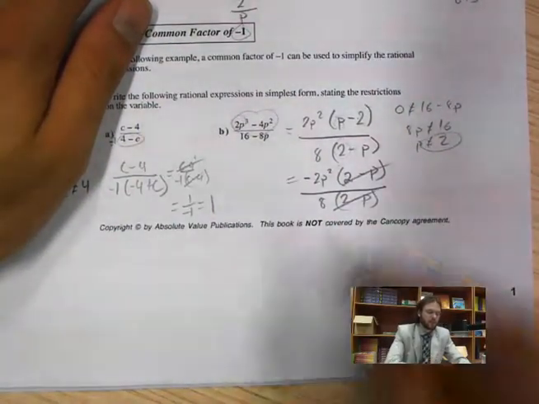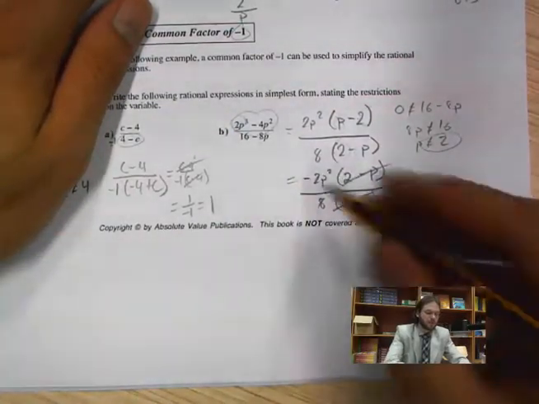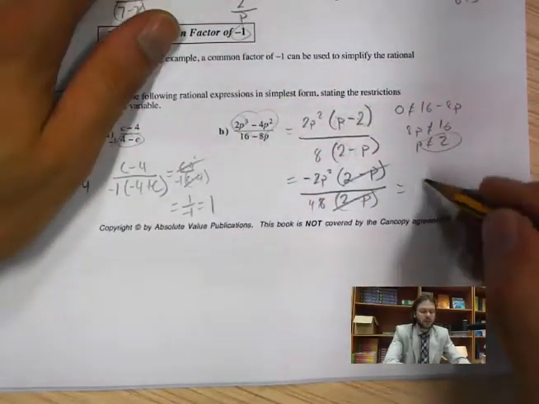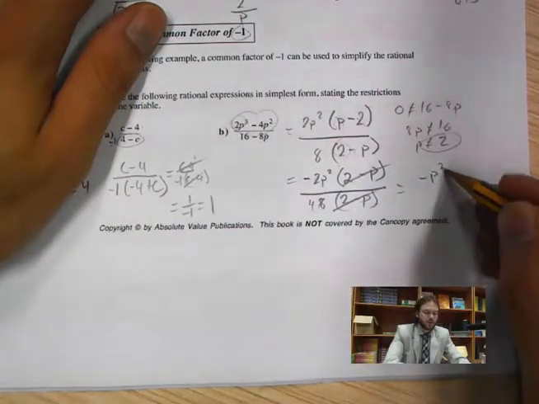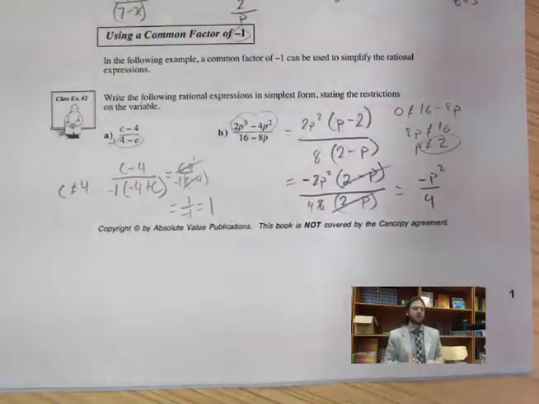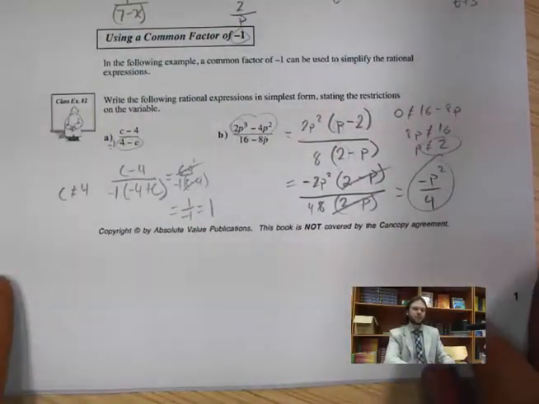These cancel off. This cancels with that. So this is just a 4 on the bottom. So I end up getting negative p squared divided by 4 is my simplified term. Okay?